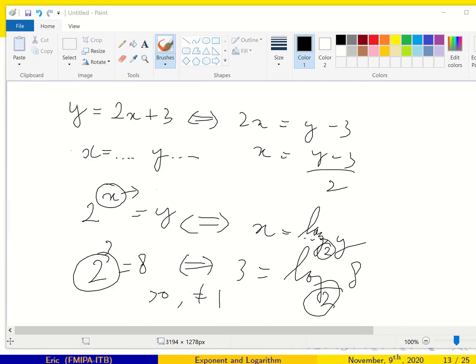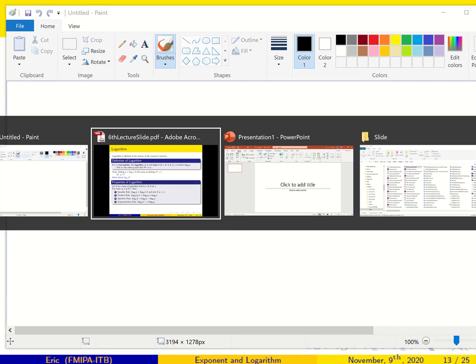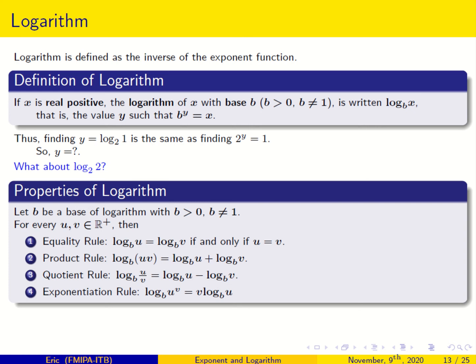Now, let's continue. These are the properties of logarithm. If the base satisfies this and u and v are real positive numbers, then the logarithm of u equals the logarithm of v when u equals v. But this is for the same base; this is all for the same base. What about the multiplication of u times v? It equals log u plus log v. Don't forget, what is this?